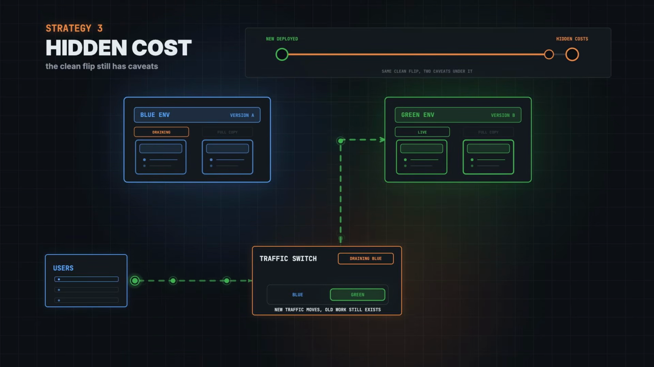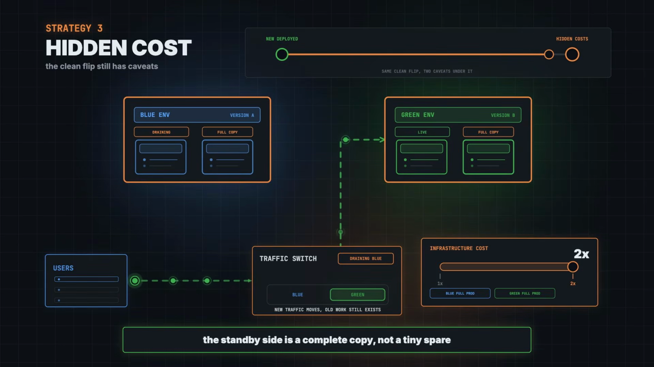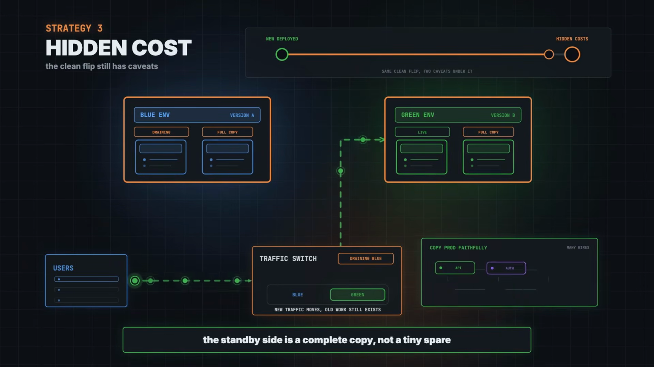The second cost is the bill. Blue green needs two full production environments standing at the same time, which roughly doubles the infrastructure you pay for. The standby side is a complete copy of production, and building that second copy is hard work on its own. Replicating a full production environment faithfully takes real effort, and it gets harder with microservices, where you duplicate and wire up many services instead of one.